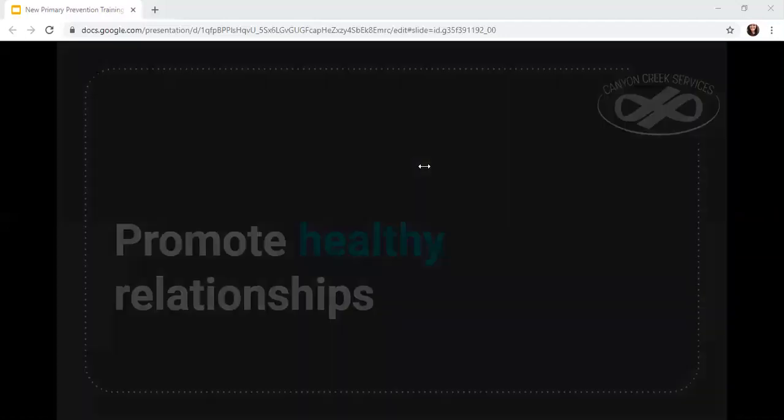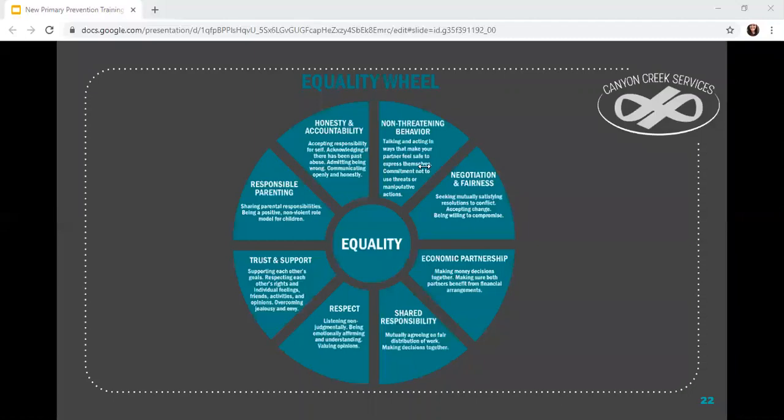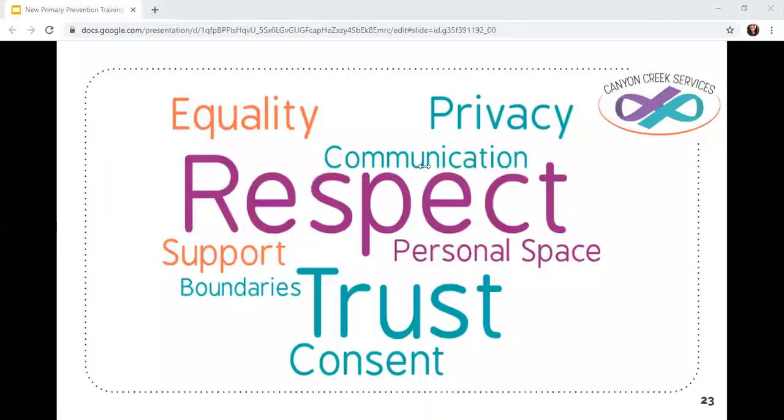Promote healthy relationships. Unlike unhealthy and abusive relationships that are based on an imbalance of power and control, healthy relationships are based on equality, which can manifest in many different ways, including communication, respect, trust, honesty, equality, personal space and privacy, and consent.